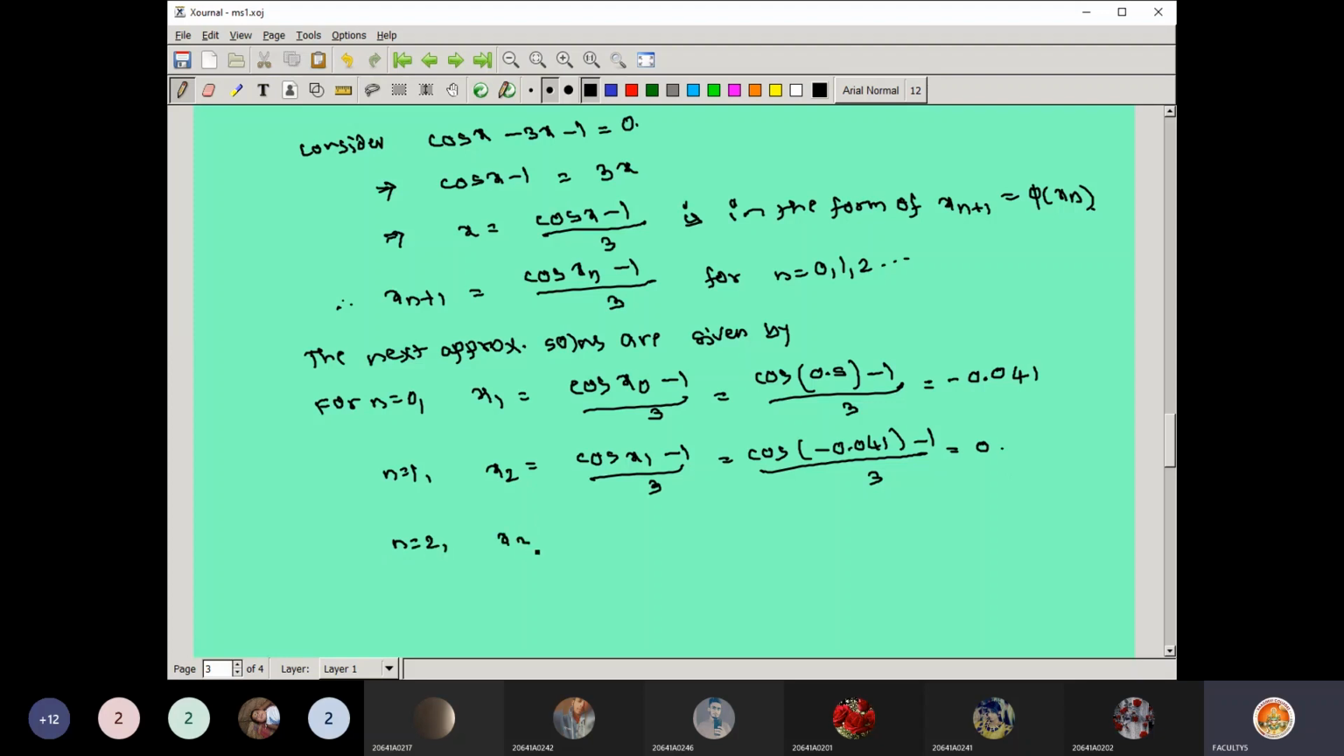So n equal to 2, you are getting the value cos of x2 minus 1 divided by 3. So this becomes cos of your x2, which is 0, minus 1 overall divided by 3. So cos 0 is 1. 1 minus 1 is nothing but 0. 0 divided by 3 is nothing but 0 only.